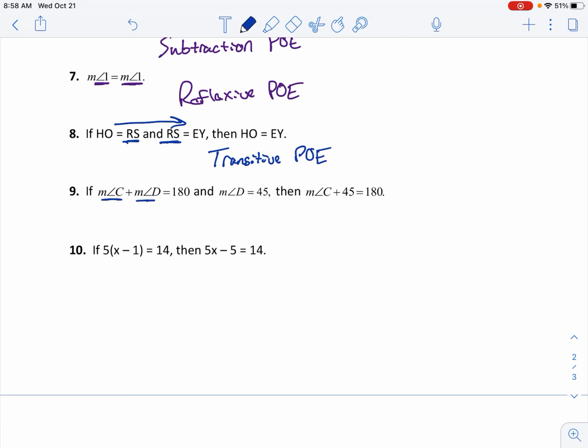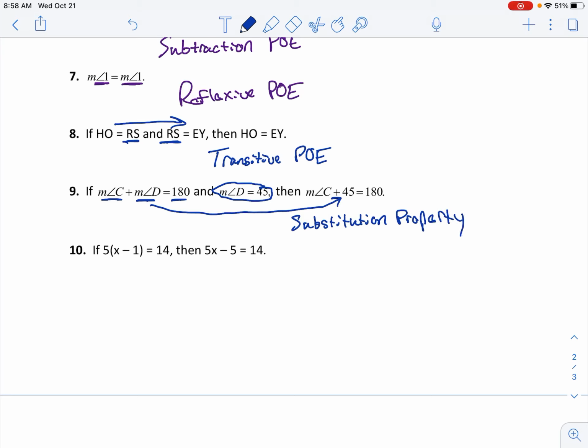The measure of angle C plus the measure of angle D equals 180. And then we're saying, okay, D equals 45 though. So instead of D, I'm going to put 45 in its spot. So this would be an example of the substitution property again. I'm subbing in what I know the measure of angle D is equal to, which was 45.